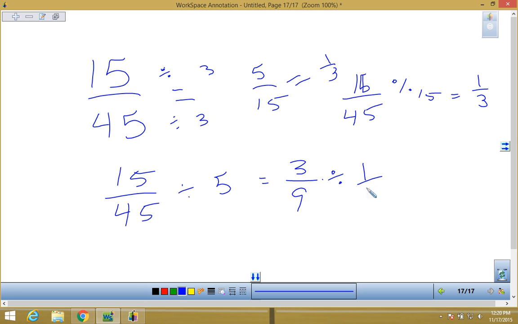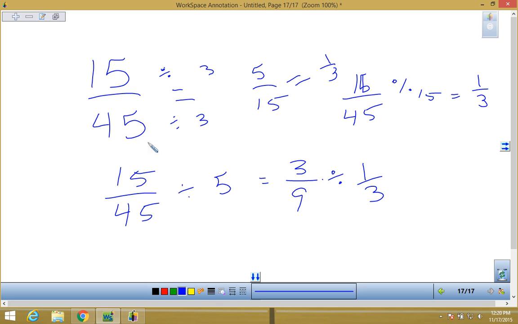Very good observation. These are all equivalent fractions. Starting with 15 over 45, then simplifying it to 5 over 15, or simplifying it to 3 over 9. Ultimately getting it down to 1 over 3, or 1/3. Okay? So this is what I was talking about.